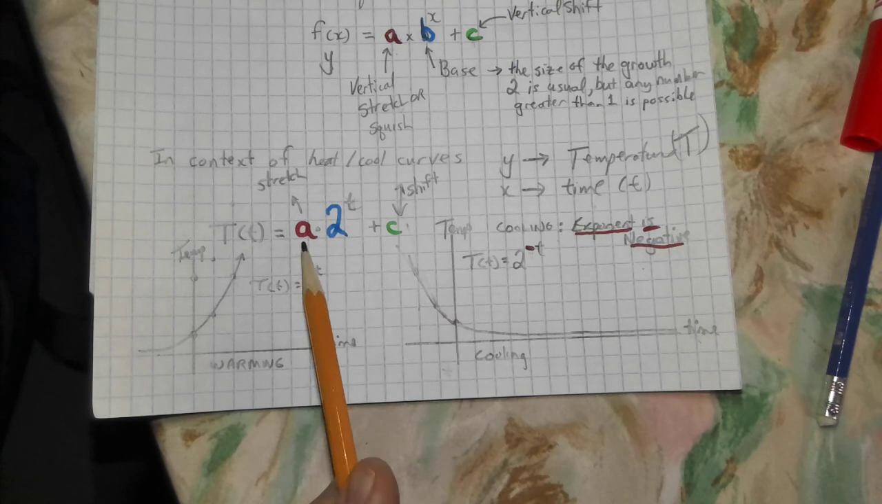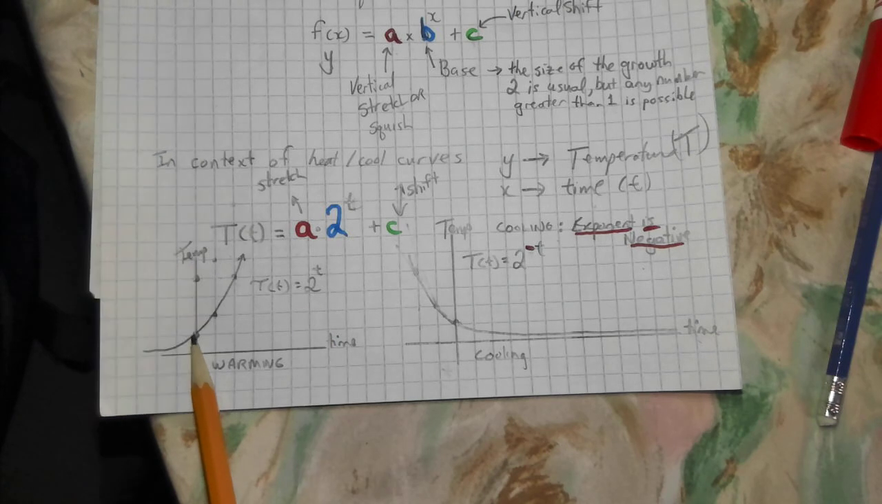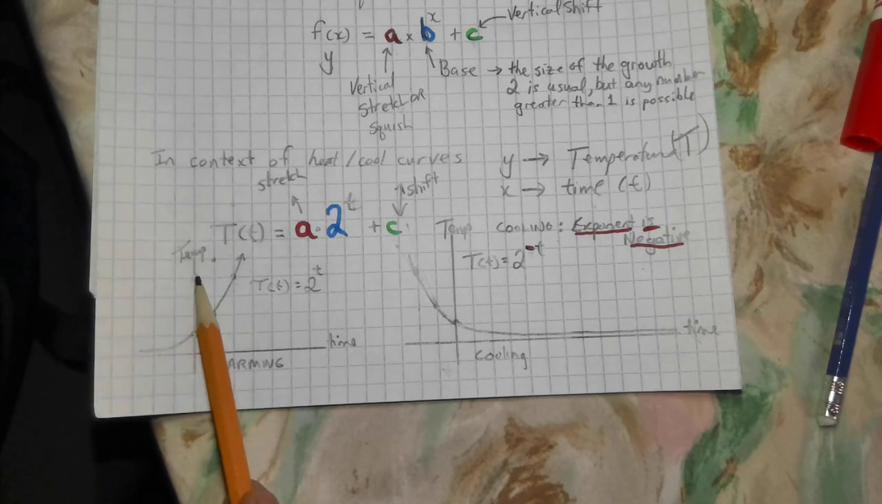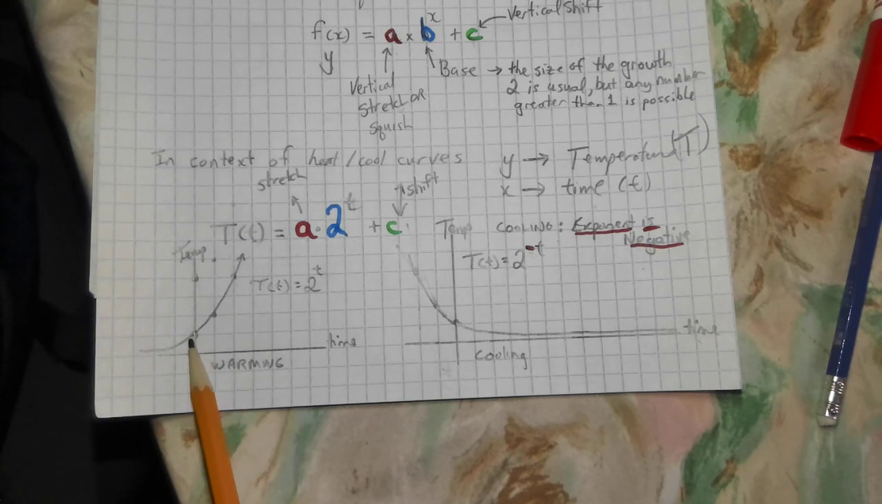The values of A and C: A could be the initial temperature, because at time 0 this would give an initial temperature of 1. If you wanted that to be 4, then you could just have A be 4, and it becomes 4. But it's because the curve is stretched, not because it's shifted.